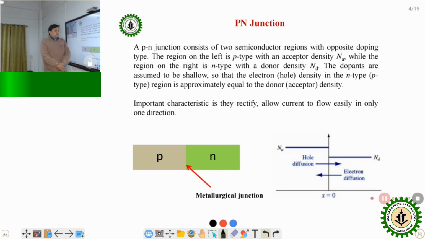A PN junction is formed with two semiconductor regions of opposite doping, P type and N type. In the P type the concentration is Na, and in the N type the concentration is Nd. We assume that both regions are doped uniformly. This junction is called the metallurgical junction. An important characteristic of the PN junction is that it rectifies, allowing current to flow easily in only one direction.